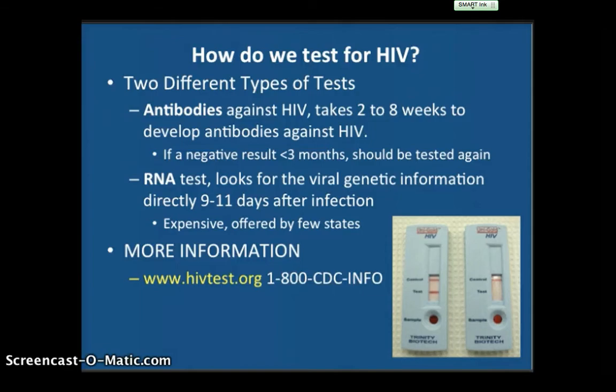Here's an example of what the HIV test will look like. You can see here, this would be a positive test. You can see the control strip compared to the test strip, and over here you would see a negative test. So the control strip, and then nothing shows up for the test.